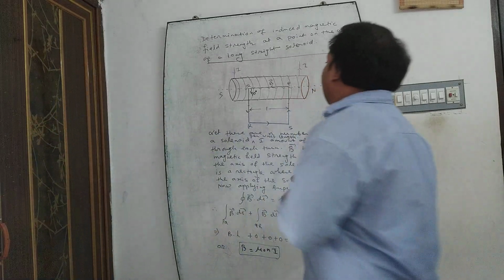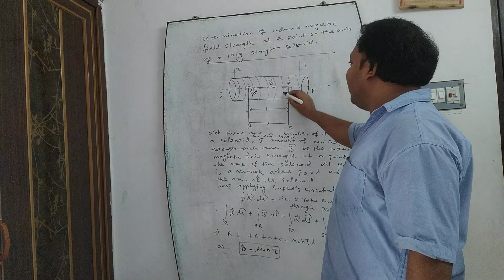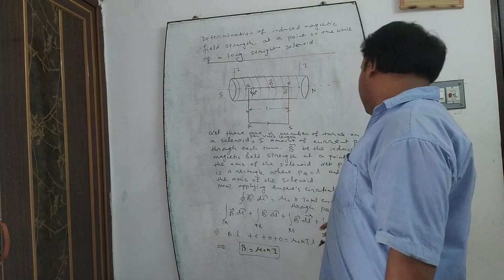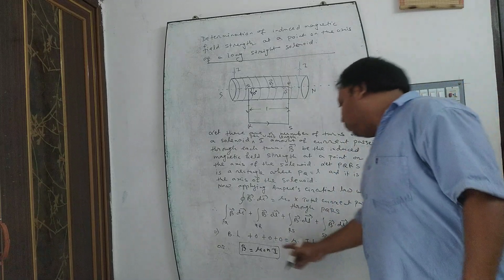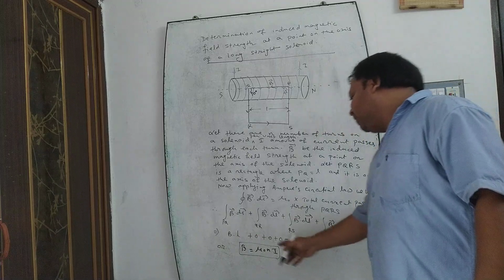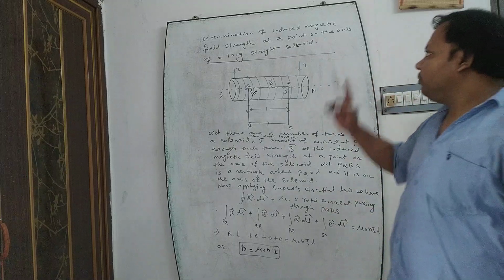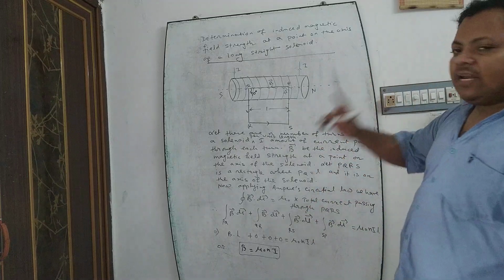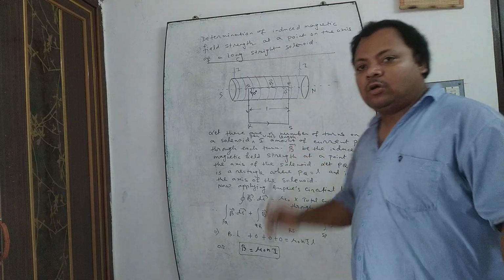And the B vector and SP are 90 degrees to each other. That's why B dot dl is also equal to 0. Therefore, B times l is equal to mu 0 nIl. This gives B is equal to mu 0 nI. This is the expression of induced magnetic field strength at a point on the axis of a solenoid.